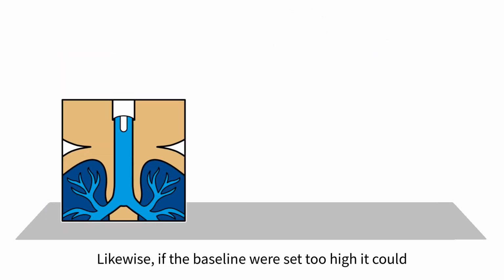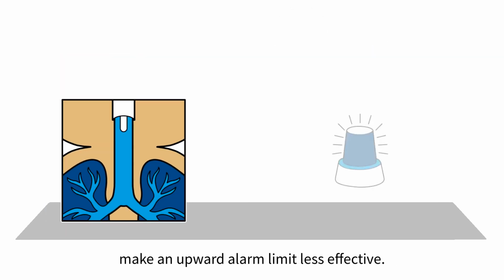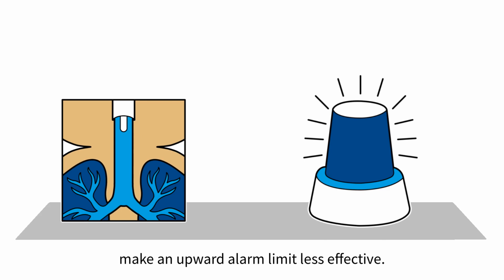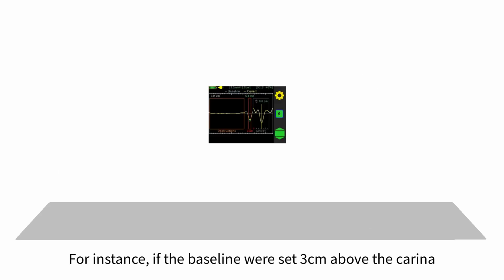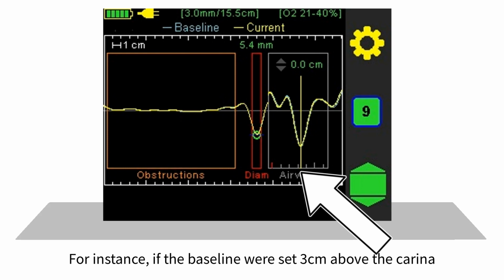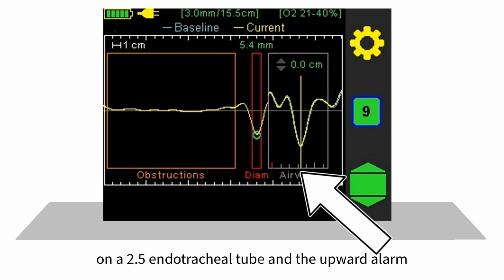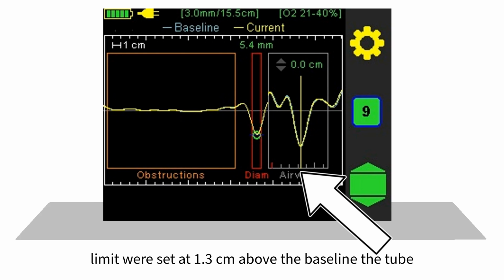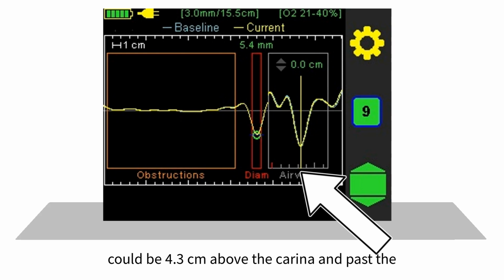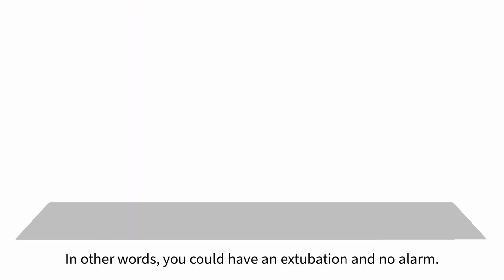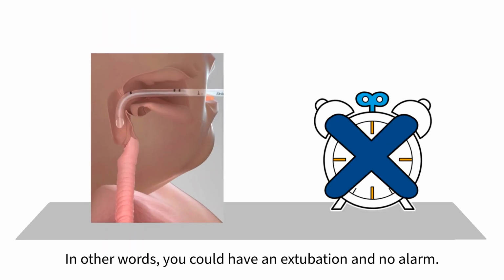Likewise, if the baseline were set too high, it could make an upward alarm limit less effective. For instance, if the baseline were set 3 centimeters above the carina on a 2.5 endotracheal tube, and the upward alarm limit were set at 1.3 centimeters above the baseline, the tube could be 4.3 centimeters above the carina and past the cords before the monitor alarmed. In other words, you could have an extubation and no alarm.